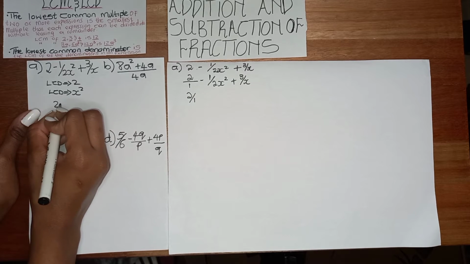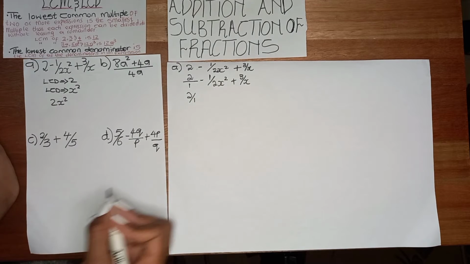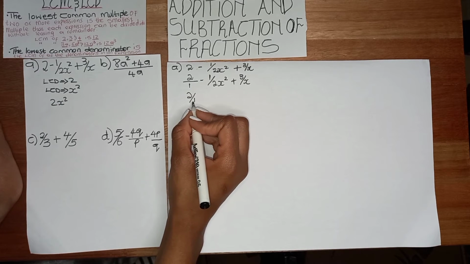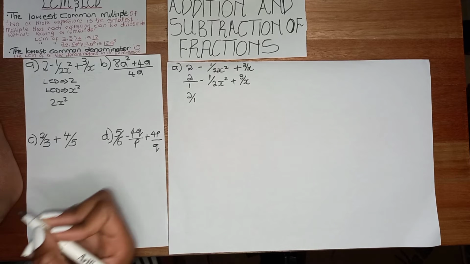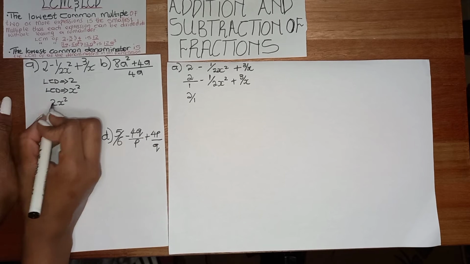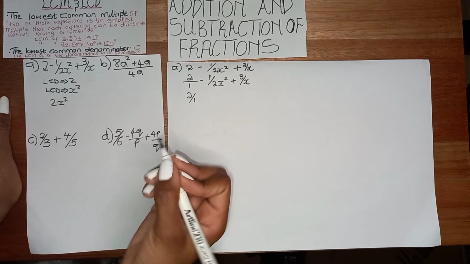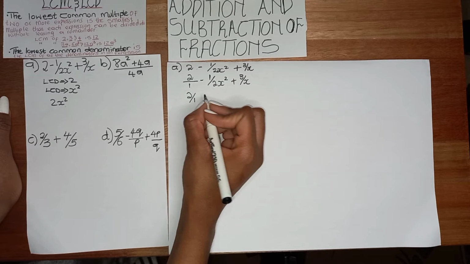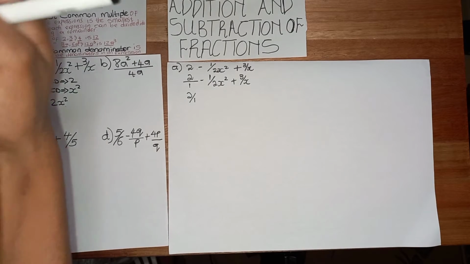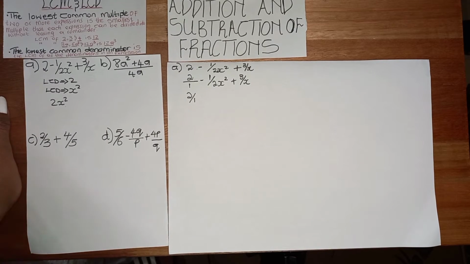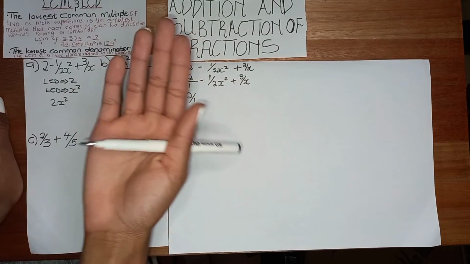So our LCD is 2x to the exponent 2. All our denominators have to have 2x to the exponent 2. So how do you change 1 into 2x to the exponent 2? By multiplying it with 2x to the exponent 2. So you do not only multiply the denominator, because what happens below must also happen in the numerator. So what happens in the denominator must also happen in the numerator.